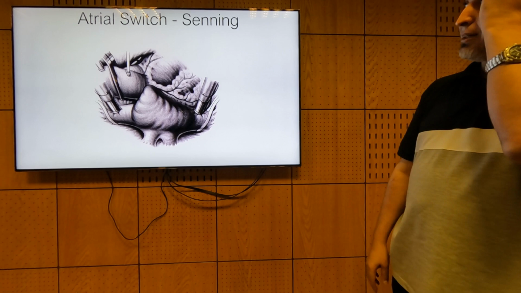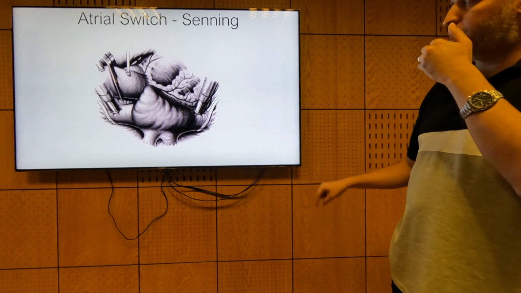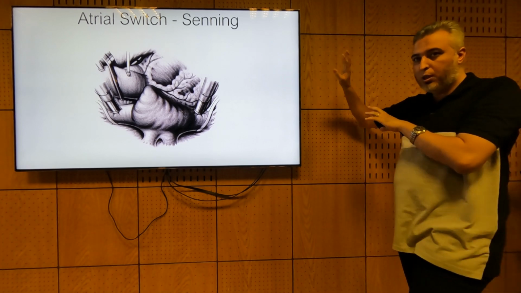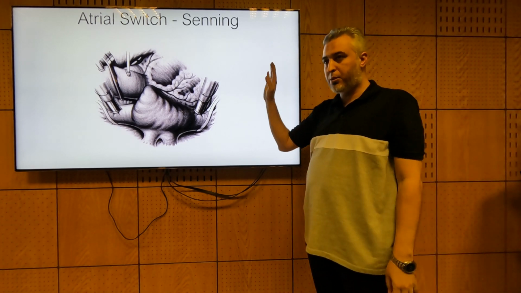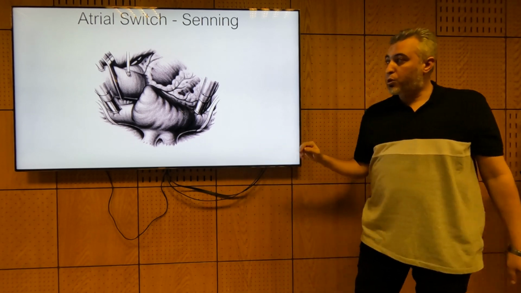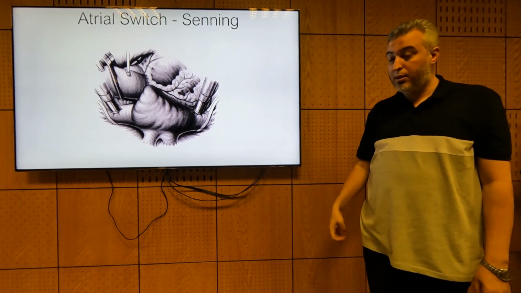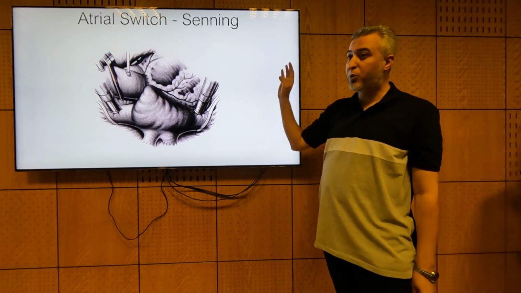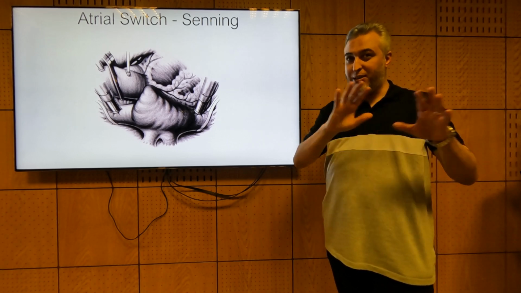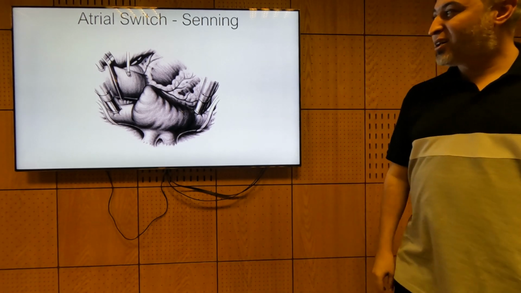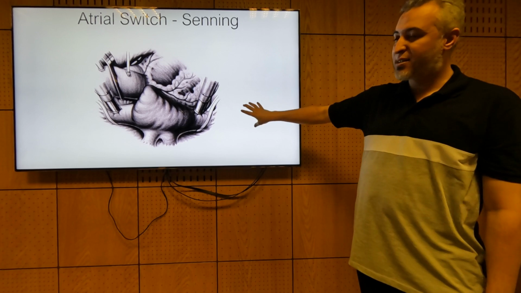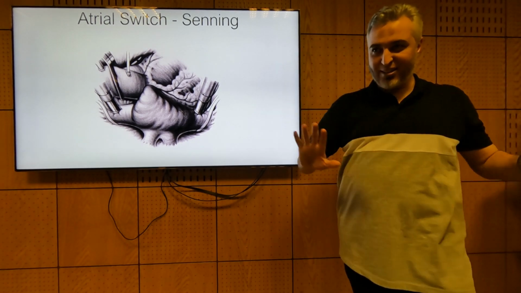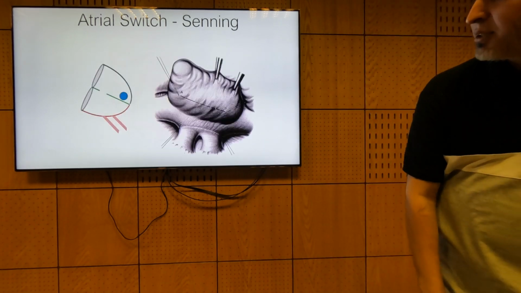So this is the atrial switch using the Senning technique. This was the first successful operation that was described to do total correction for TGA, in the 60s, really early on. I would consider this operation to be one of the most clever operations in medicine. Okay, so I'll just go through the steps. If you do not get that, you're not alone. Many surgeons do not get that.